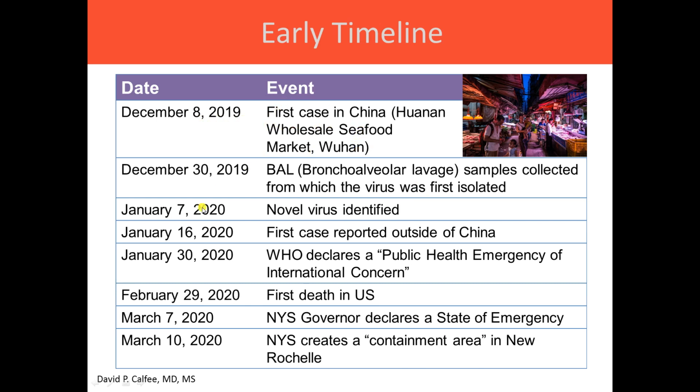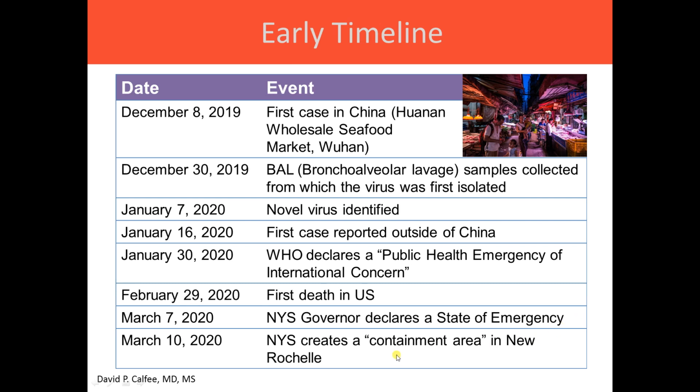Early timeline: December 8th was the first case, apparently in this wholesale seafood market in Wuhan. 1 month later, the novel virus was actually identified. 1 month later, the World Health Organization declared it a public health emergency. And 1 month later was the first death in the US. Not long after, it happened really viciously in New York City, where I actually live, or in New York State. And Governor Cuomo declared a state of emergency very soon after the first death, just 7 days after.